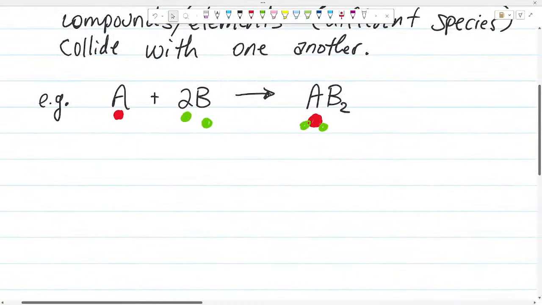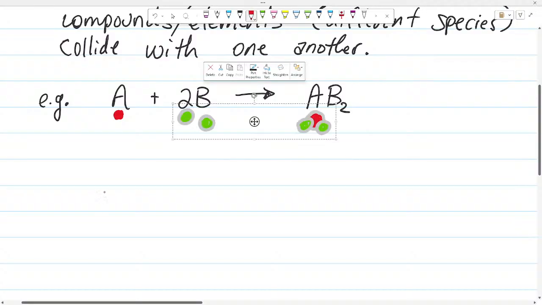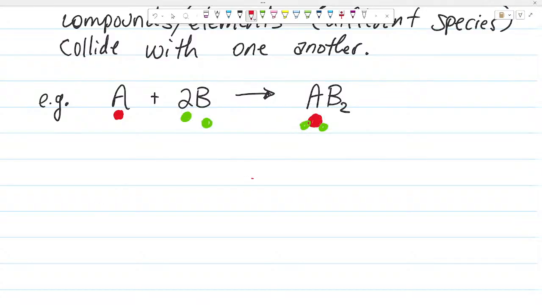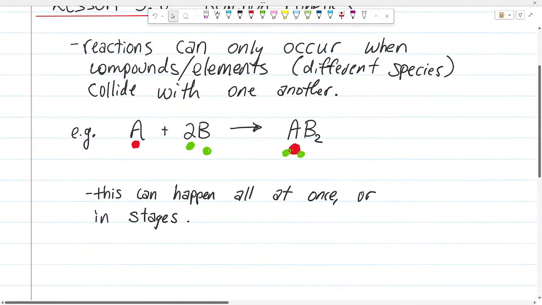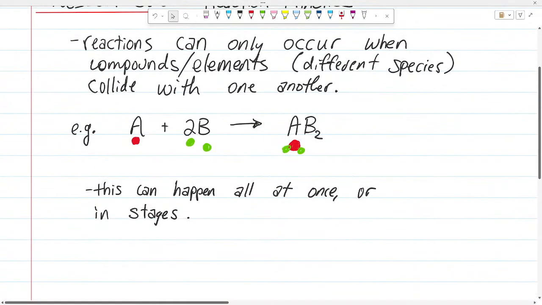So, with that in mind, what might actually happen there is, this can happen all at once or in stages. So when we have a reaction happening, that actual reaction can happen all at once. So it might be that for this reaction to happen, an A and 2 B's have to bump into each other all at the exact same time. Does that make sense? That's a possibility.